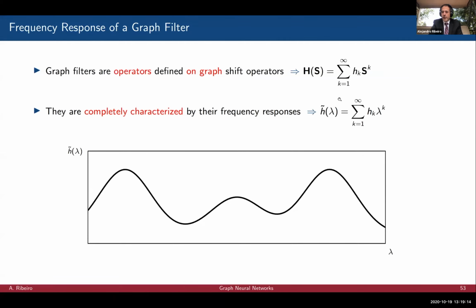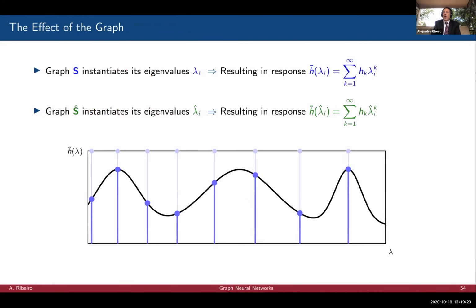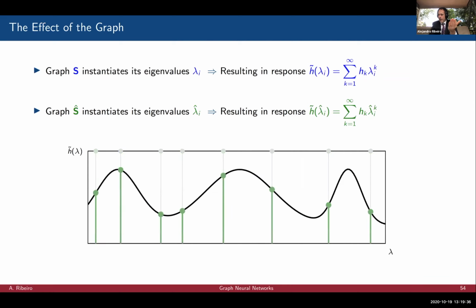We have these filters, but we know that the filters are completely characterized by the frequency response. What is the role of the filter? The role of the filter is to instantiate a specific set of eigenvalues. The blue shift operator here instantiates the set of blue eigenvalues. The green filter instantiates a different set of eigenvalues, the green eigenvalues that I'm showing here.